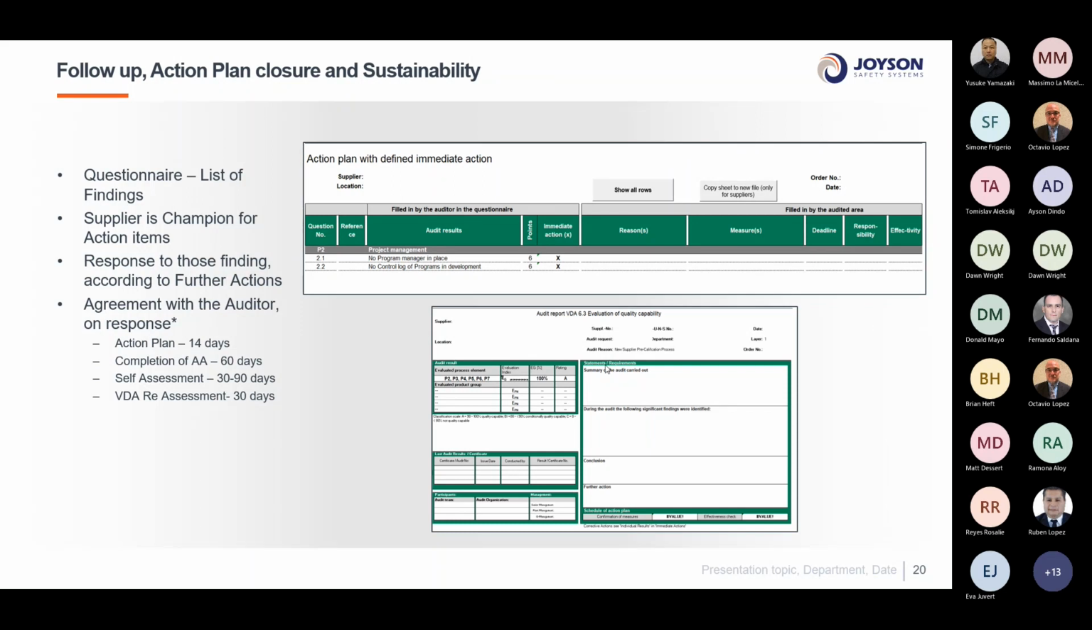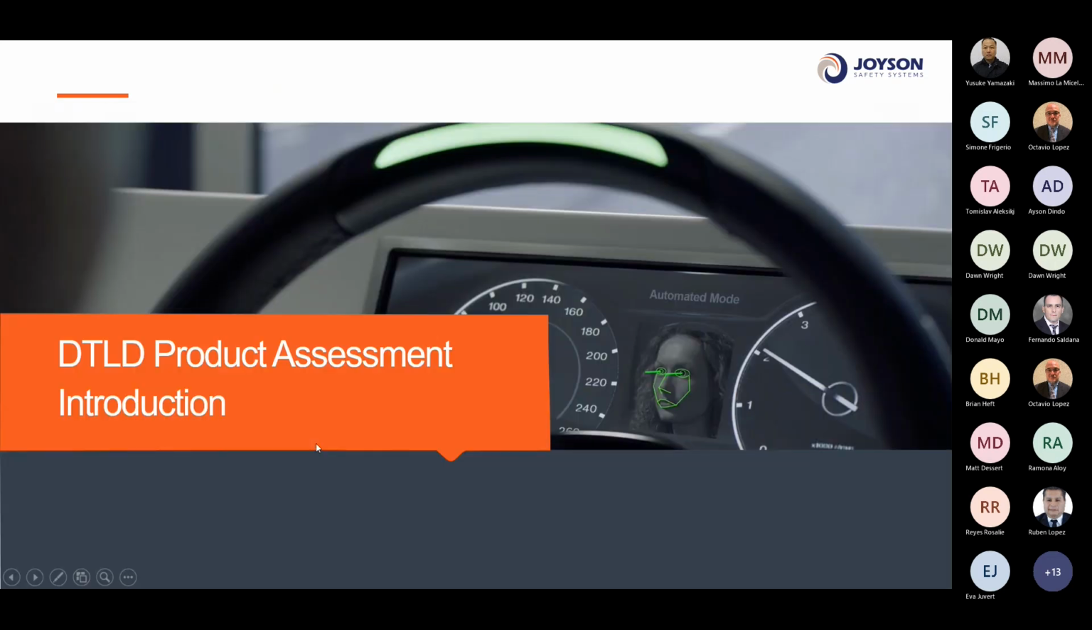So that's more or less how it works. After that is done, the audit is basically completed. And I think that's it from my end. I took more than expected.